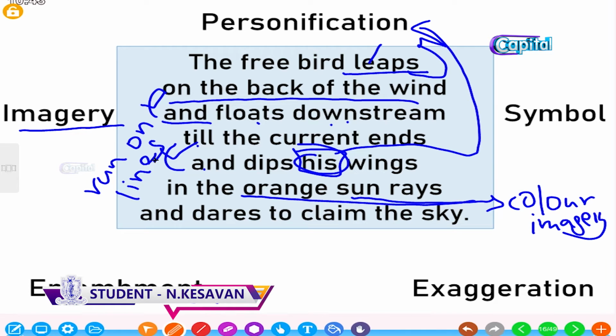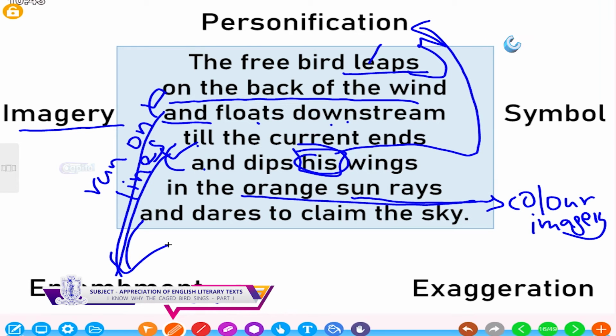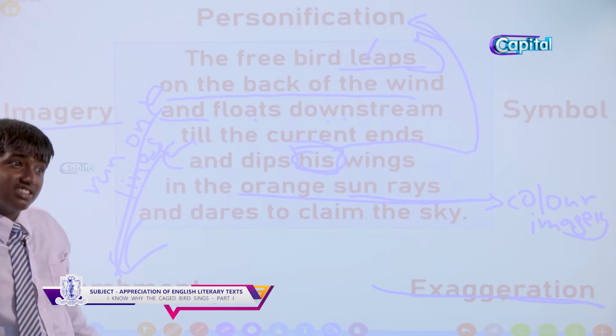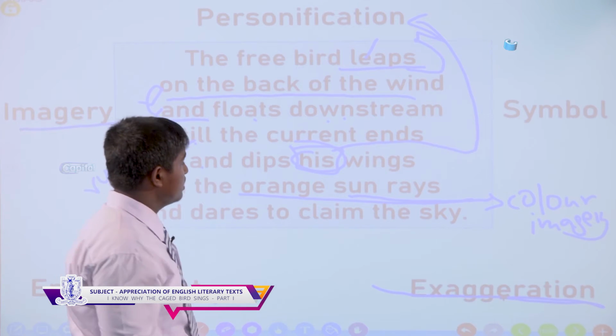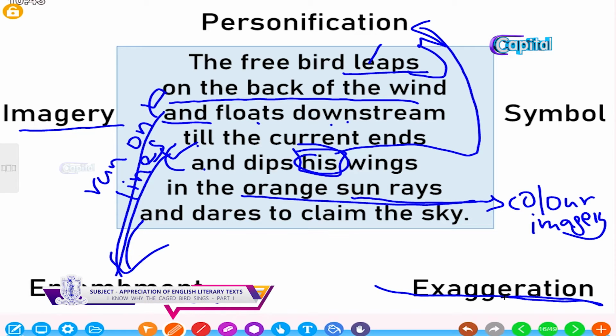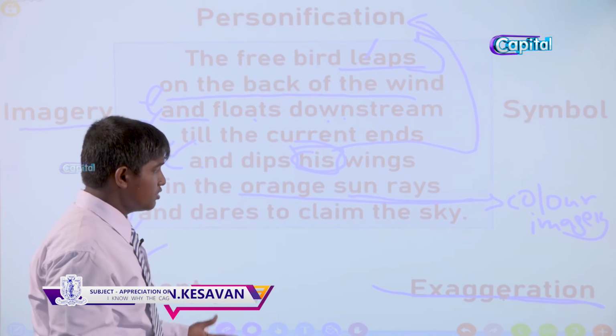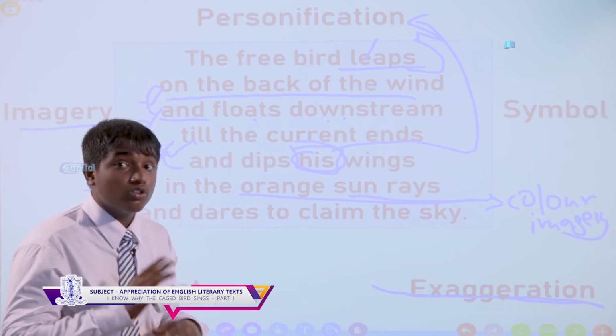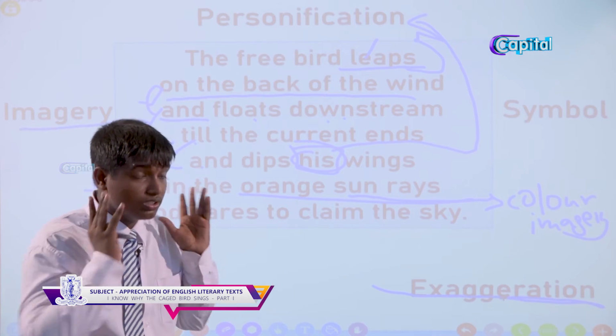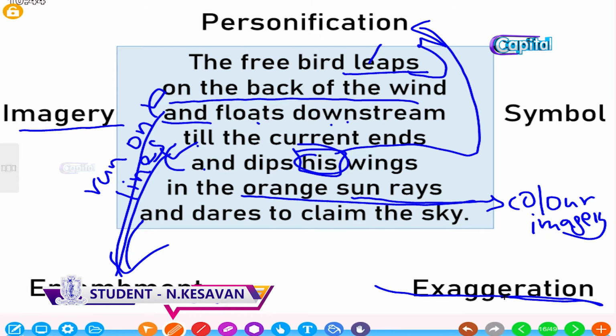The run-on lines can be seen as the enjambment. And finally, exaggeration. Getting near the sun is very hard, but it's impossible, I would prefer to say. But the poet has mentioned the free bird is near to the sky, near to the sun. So we can find the exaggeration. Now we are reading without the meaning, so we can find the exaggeration easily.